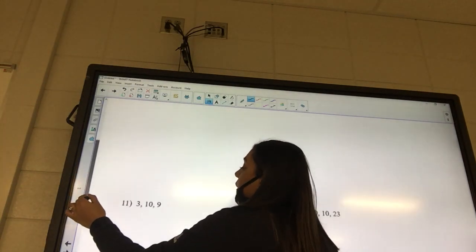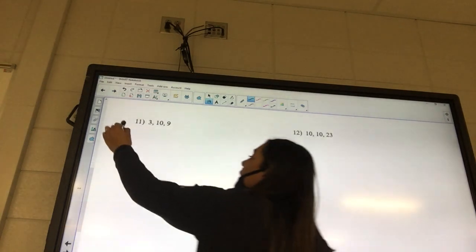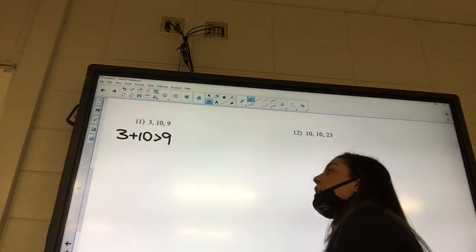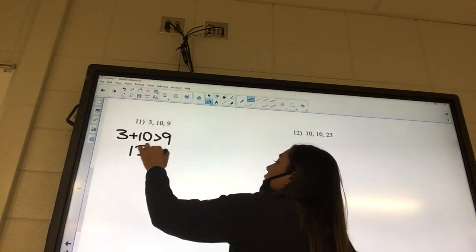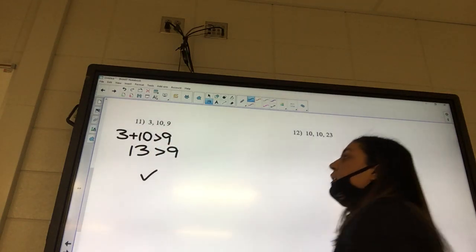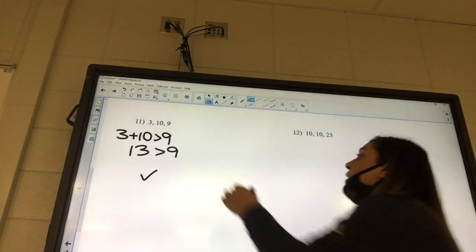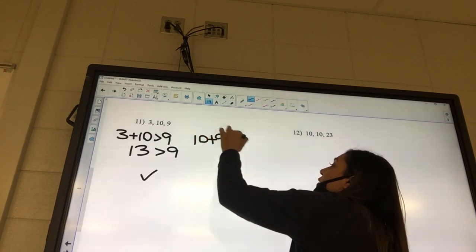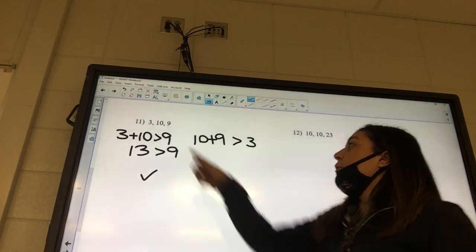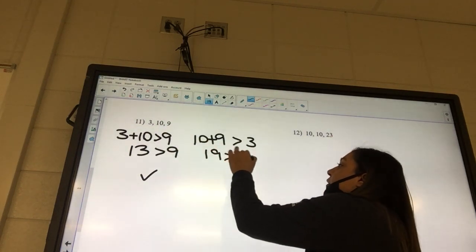Okay, look at 11. What's our first one going to be? 3 plus 10 is greater than 9. What is 3 plus 10? 13. 13 is greater than 9. Is that true? Yes. So that checks out. Okay, what's going to be our next one? How would we set it up? 10 plus 9 is greater than 3. Well, you got to use all three numbers. So 10 plus 9 is 19. Is 19 greater than 3?